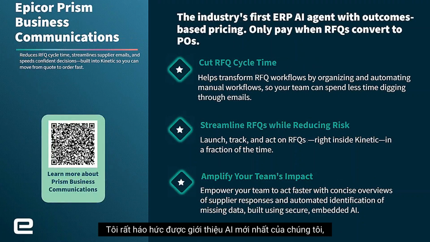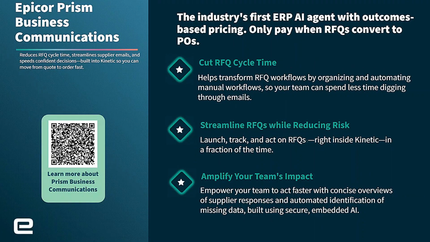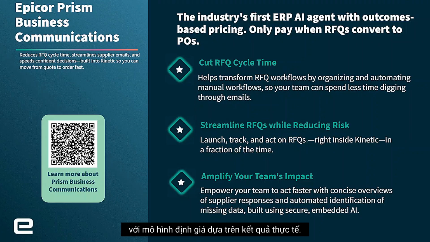I'm excited to introduce our newest agent we're calling Prism Business Communications. It's the industry's first ERP AI agent with outcomes-based pricing. So you only pay when RFQs become purchase orders. It's fully embedded in Kinetic and it automates supplier communications to cut RFQ cycle time, eliminate manual steps, and reduce risk.